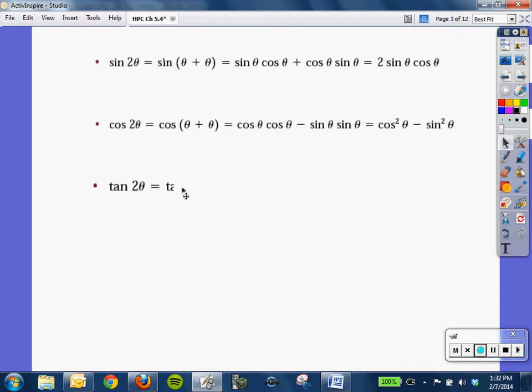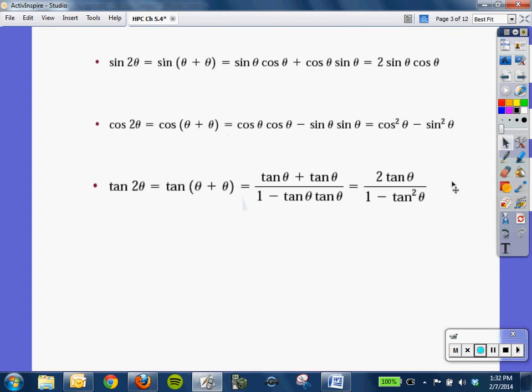All right, so tangent of 2 times theta. We could break apart 2 times theta into theta plus theta and use the sum formula for tangent from the previous section. Plugging in those thetas, we end up with this here. And tangent times tangent is tangent squared. Tangent plus tangent is 2 times tangent. I think these problems right here are problems 1 through 3 for the homework. It says in the homework to use the sum or difference of two angles to come up with the double angle formulas.